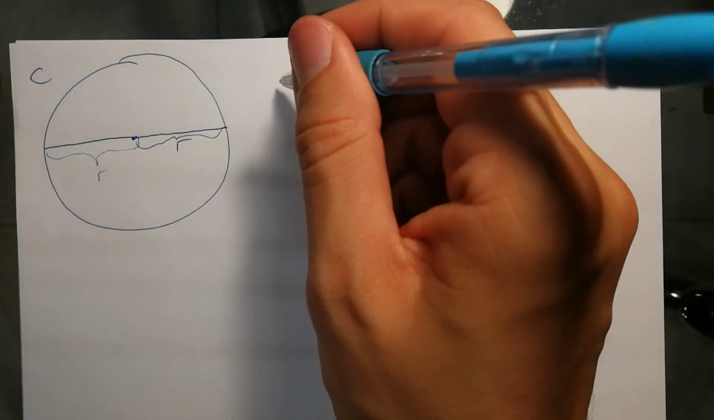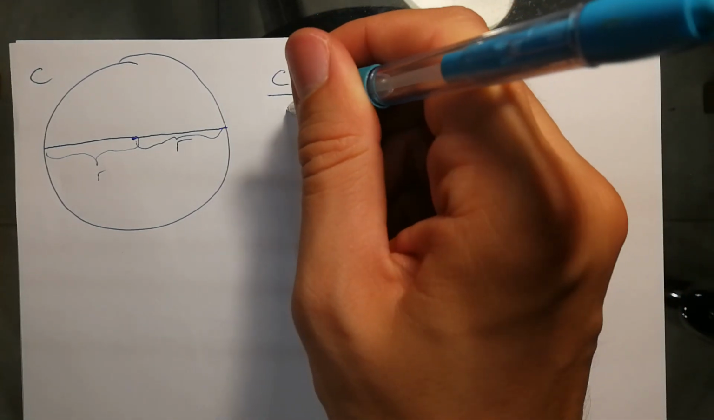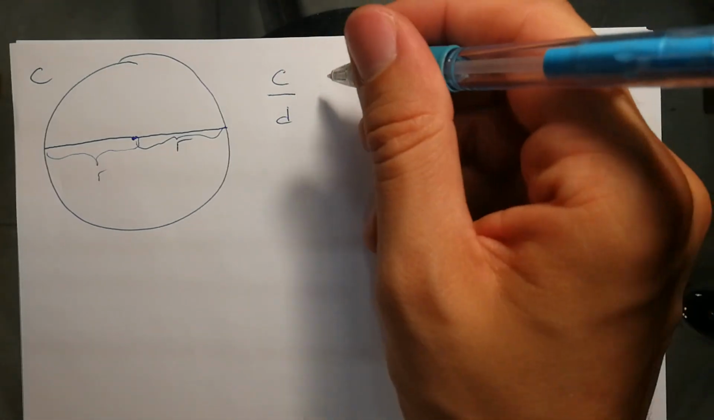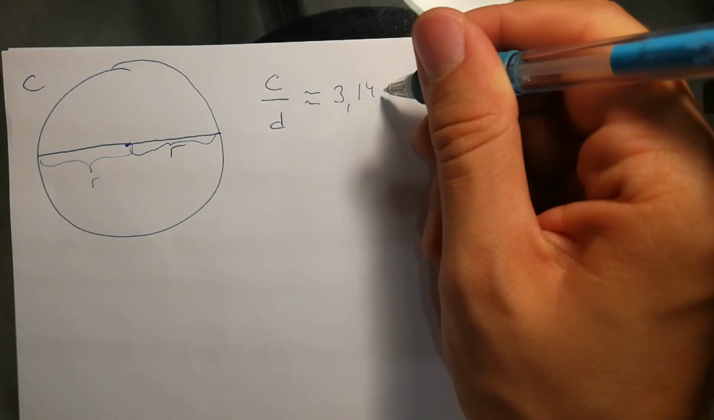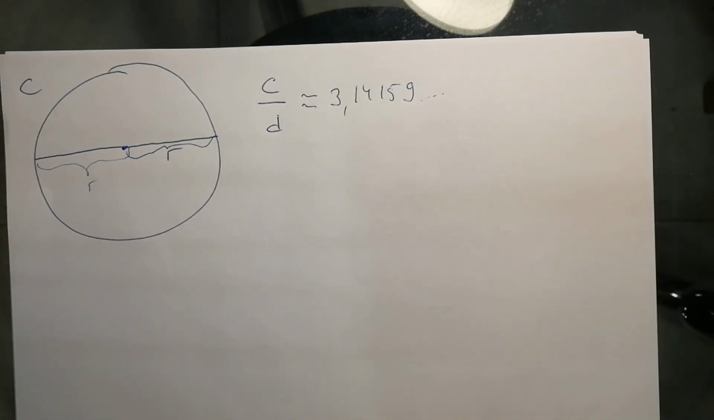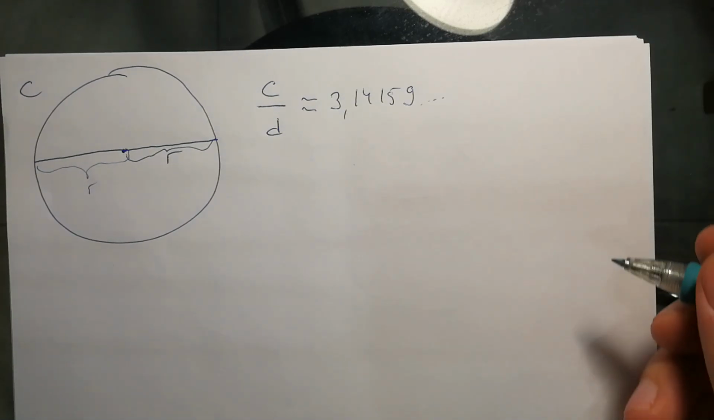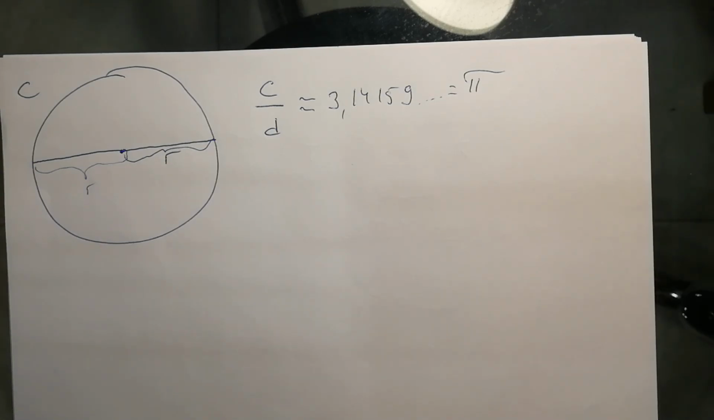Since ancient times it has been known that the ratio of the circumference of a circle to its diameter is approximately equal to the number 3.14159 and so on. And this number is also known as the number pi. This is true for any circle, no matter what we draw.